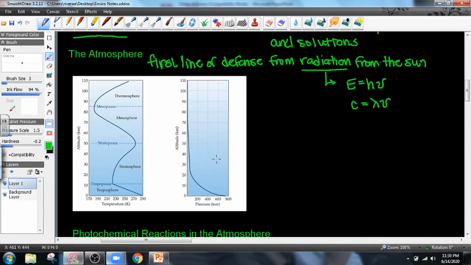So a couple of quick factoids here. Obviously, I want you guys to recognize that the pressure of the atmosphere goes down as altitude goes up due to gravity and mass.